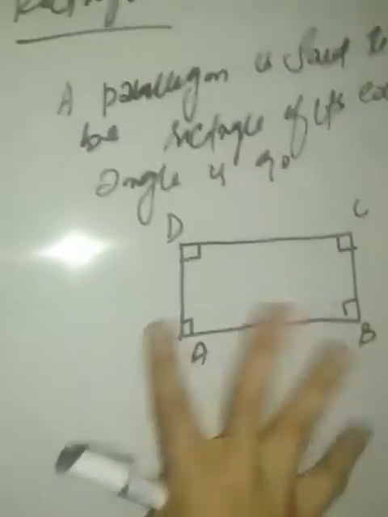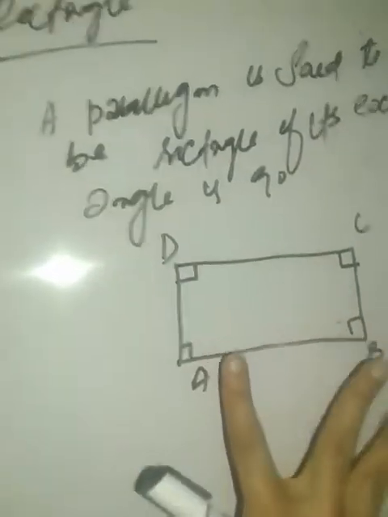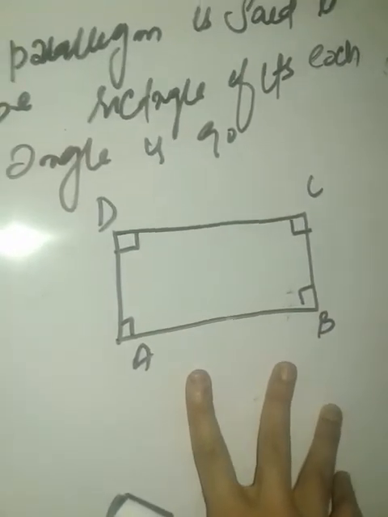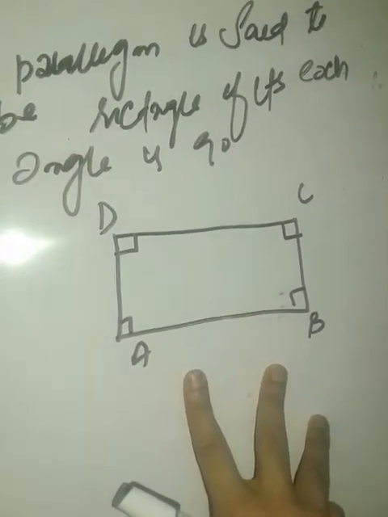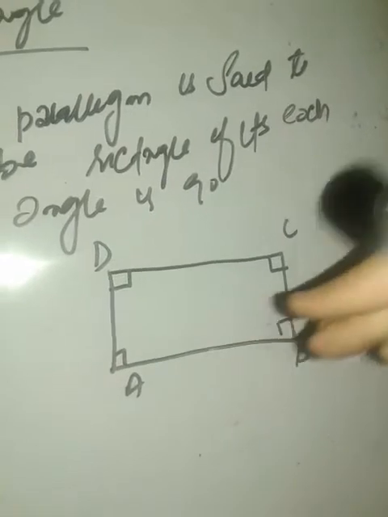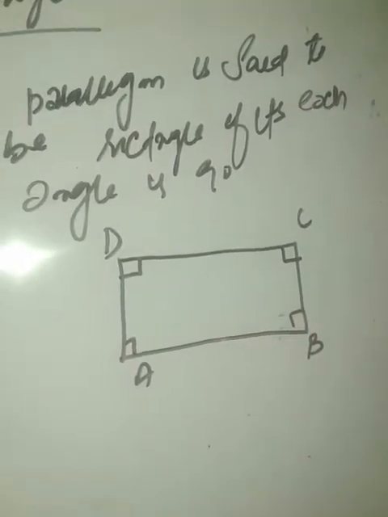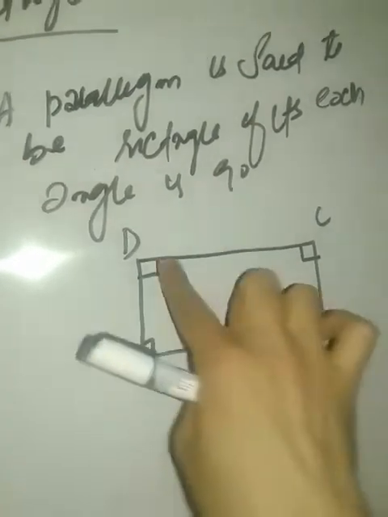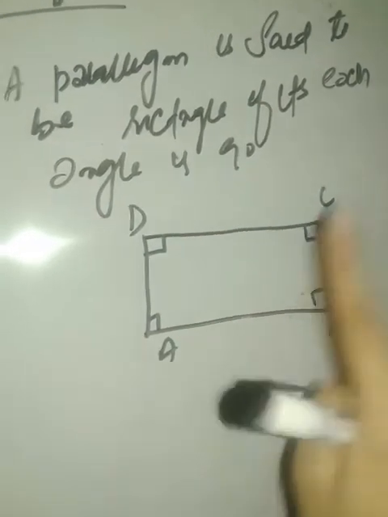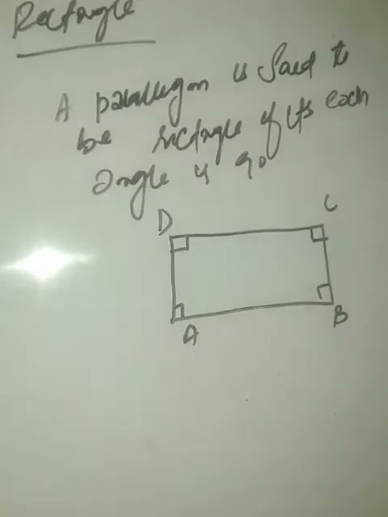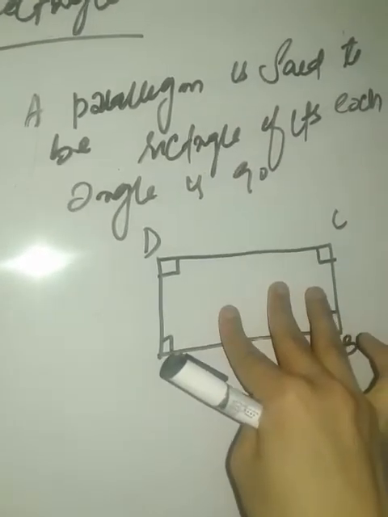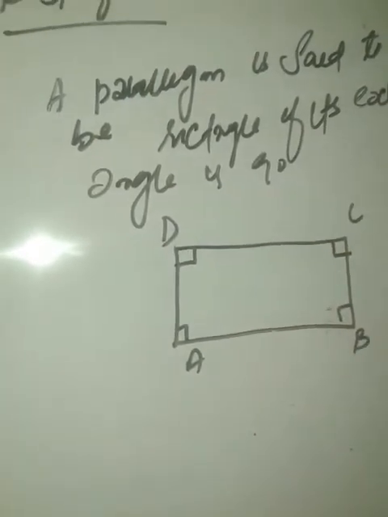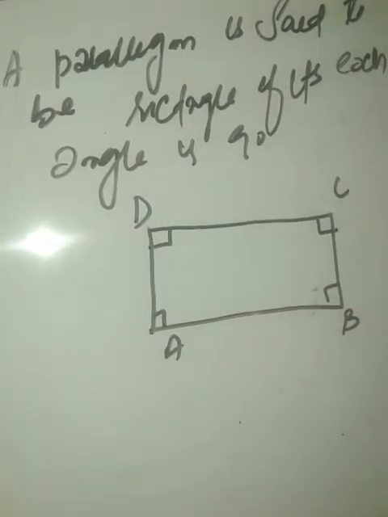First of all, these are just the definitions. A parallelogram is said to be a rectangle if each angle is 90. So a rectangle is a parallelogram, but which type of parallelogram? Having each angle 90. So we can say that every rectangle is a parallelogram, but every parallelogram is not a rectangle.